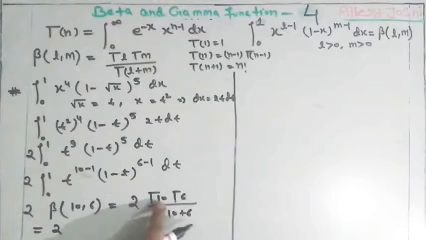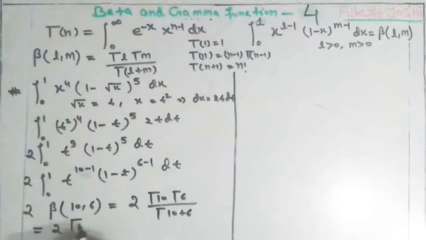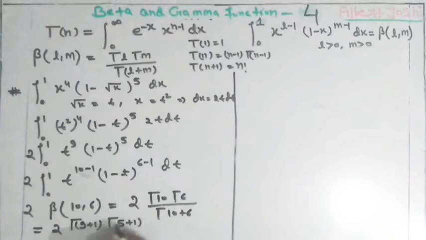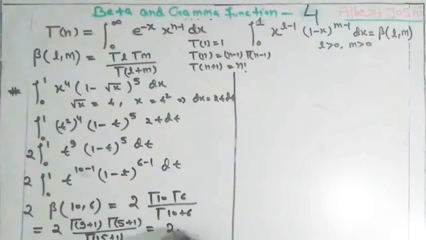So gamma(10) is equal to gamma(9 + 1), and gamma(6) is gamma(5 + 1), and upon gamma(16) is equal to gamma(15 + 1). By the help of this formula you can write this as 2 into 9 factorial into 5 factorial upon 15 factorial. This is the answer. Very simple, very simple.